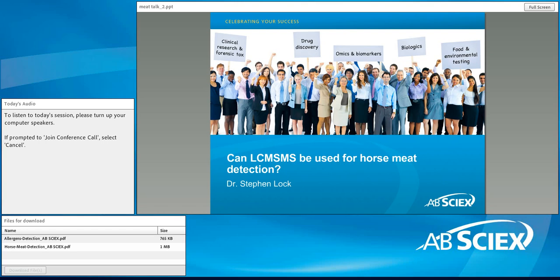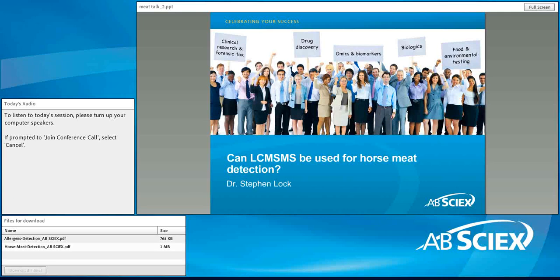So today I'm going to split the talks into two sections. The first section will be covering, as Laura mentioned, detection of horse meat. And the second section will be covering the use of LCMS for the detection of allergens in food. And so I'd like to start off with the horse meat.